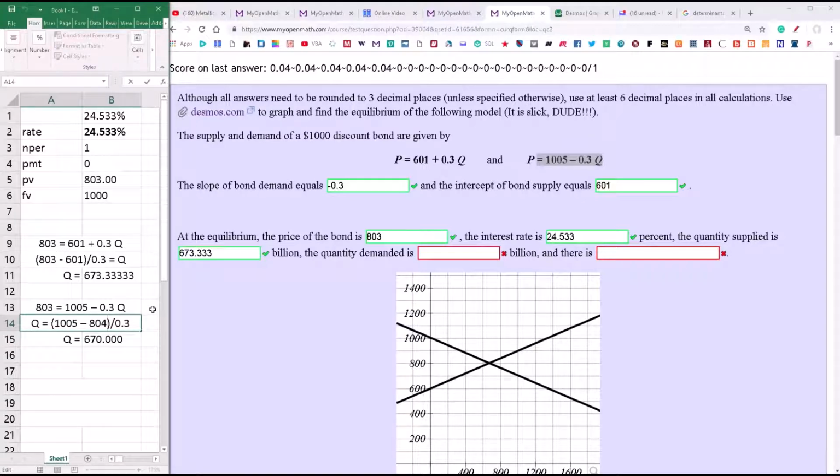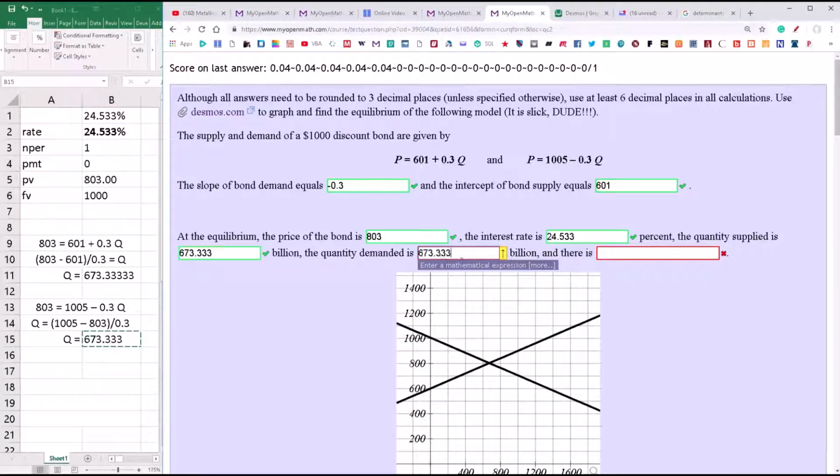Excel changed the price to 804 instead of 803. So that threw us off a little bit. Excel's kind of funny like that. There we go. So the quantity demanded and the quantity supplied are both the same value, because at this price of 804, quantity supplied is equal to quantity demanded.